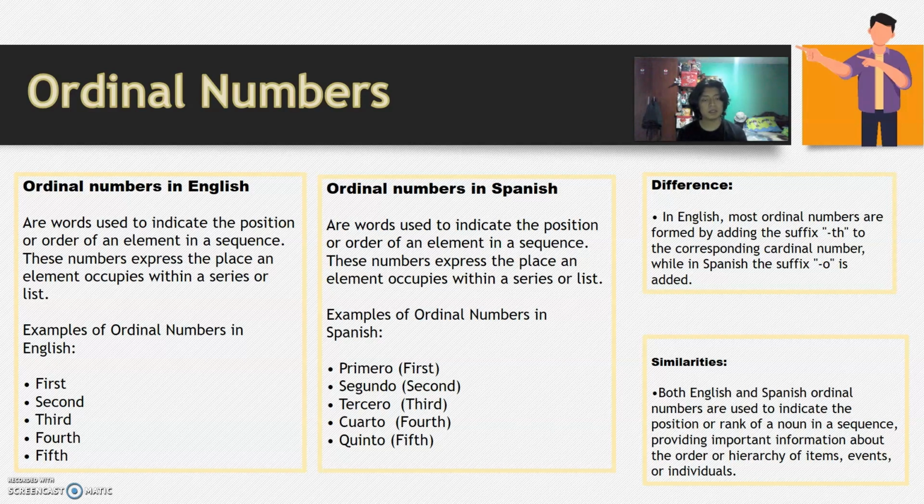And the difference is that in English, most ordinal numbers are formed by adding the suffix th to the corresponding cardinal number, while in Spanish, the suffix o is added. And the similarity is that both English and Spanish ordinal numbers are used to indicate the position or rank of a noun in a sequence, providing important information about the order or hierarchy of items, events, or individuals.